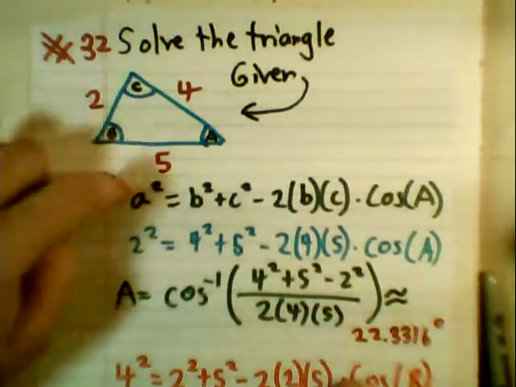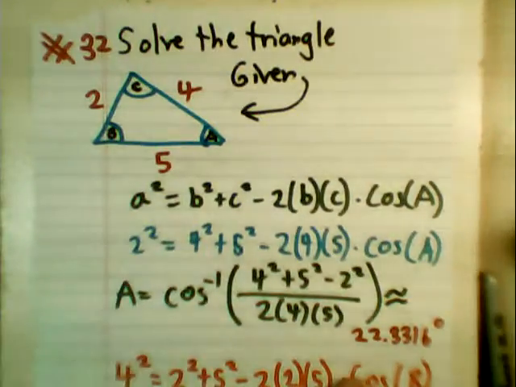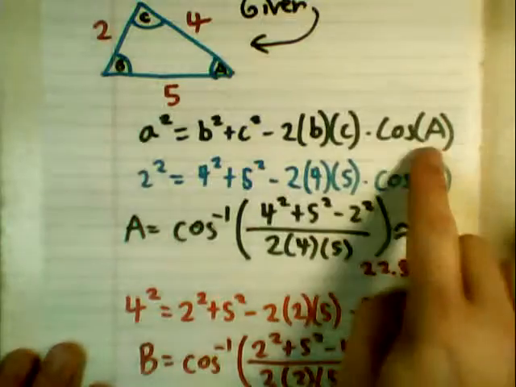So remember, when you're given your 3 sides but no angles, apply the law of cosines and solve for your angle.